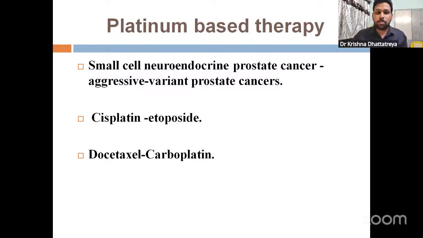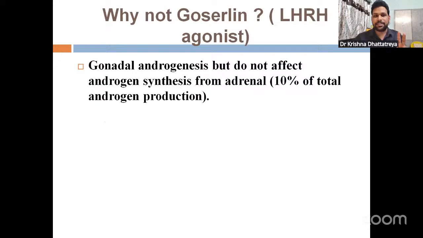So in case of small cell neuroendocrine prostate cancers, which are also known as the aggressive variant prostate cancers, cisplatin or carboplatin can be used. A cisplatin etoposide combination or a docetaxel along with carboplatin combination can be used. But remember, the first drug of choice for the treatment of metastatic castration-resistant prostate carcinoma is docetaxel. The second line agent is cabazitaxel.